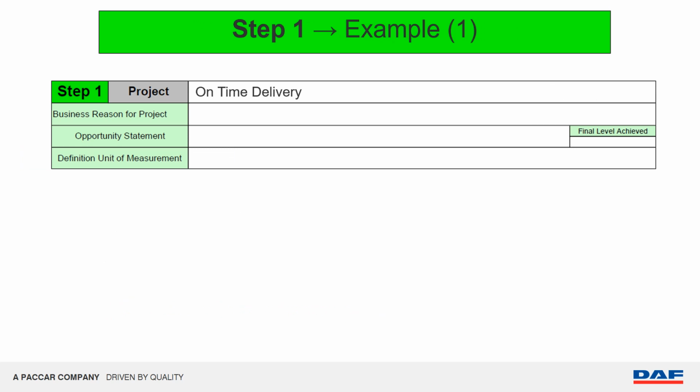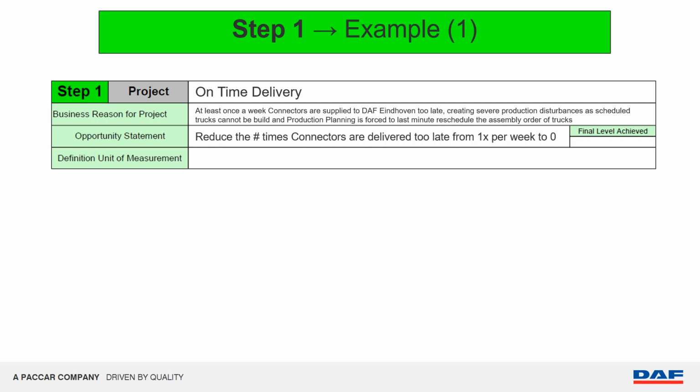On-time delivery. The business reason for the project. At least once a week, connectors are supplied to DAF Eindhoven too late, creating severe production disturbances as scheduled trucks cannot be built and production planning is forced to last-minute reschedule the assembly order of trucks. The opportunity statement. Reduce the number of times connectors are delivered too late from once per week to 0.